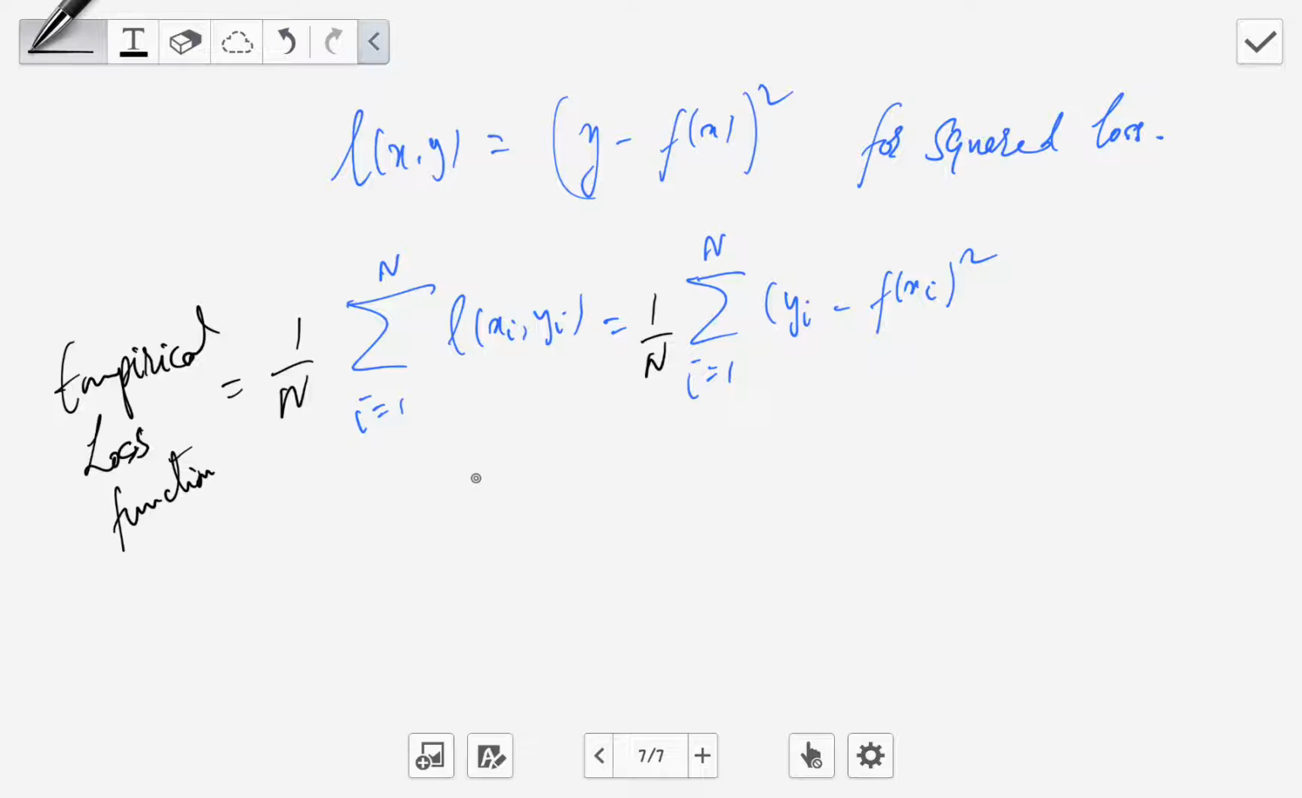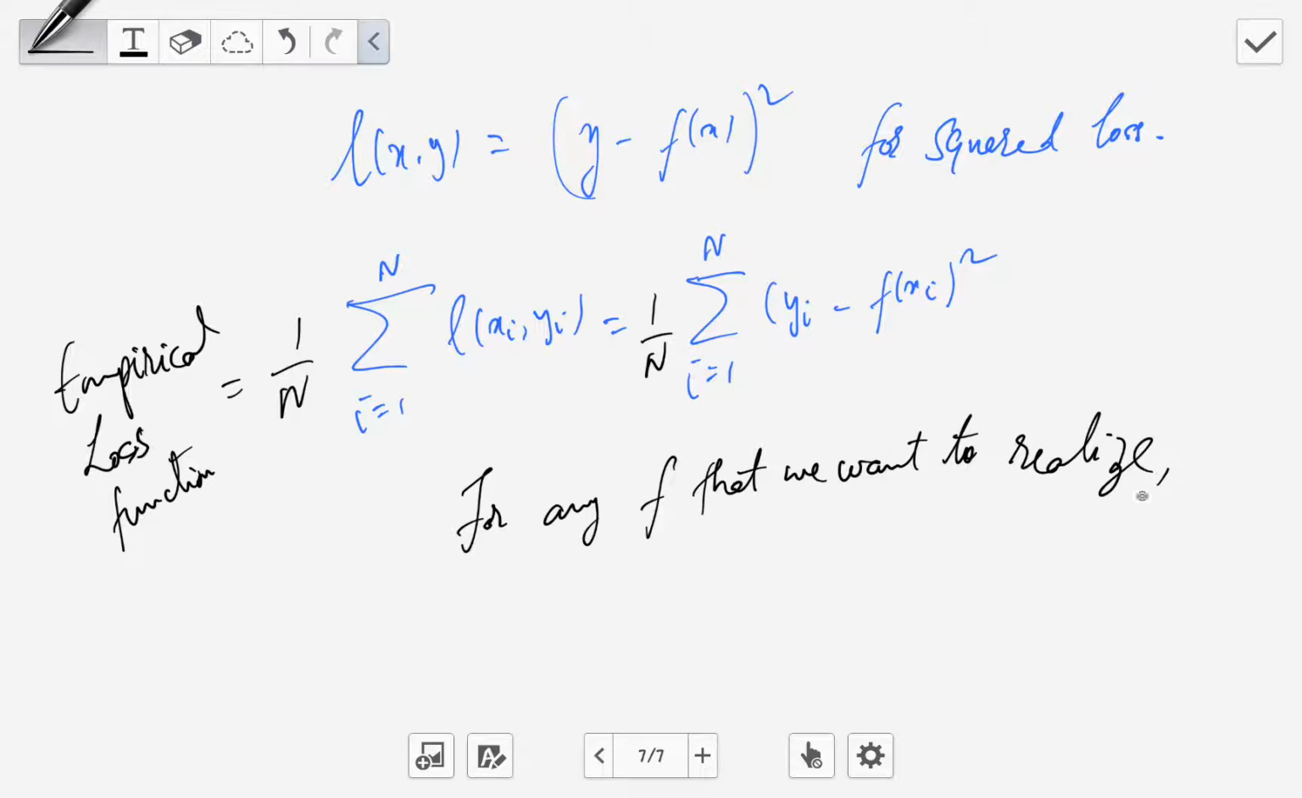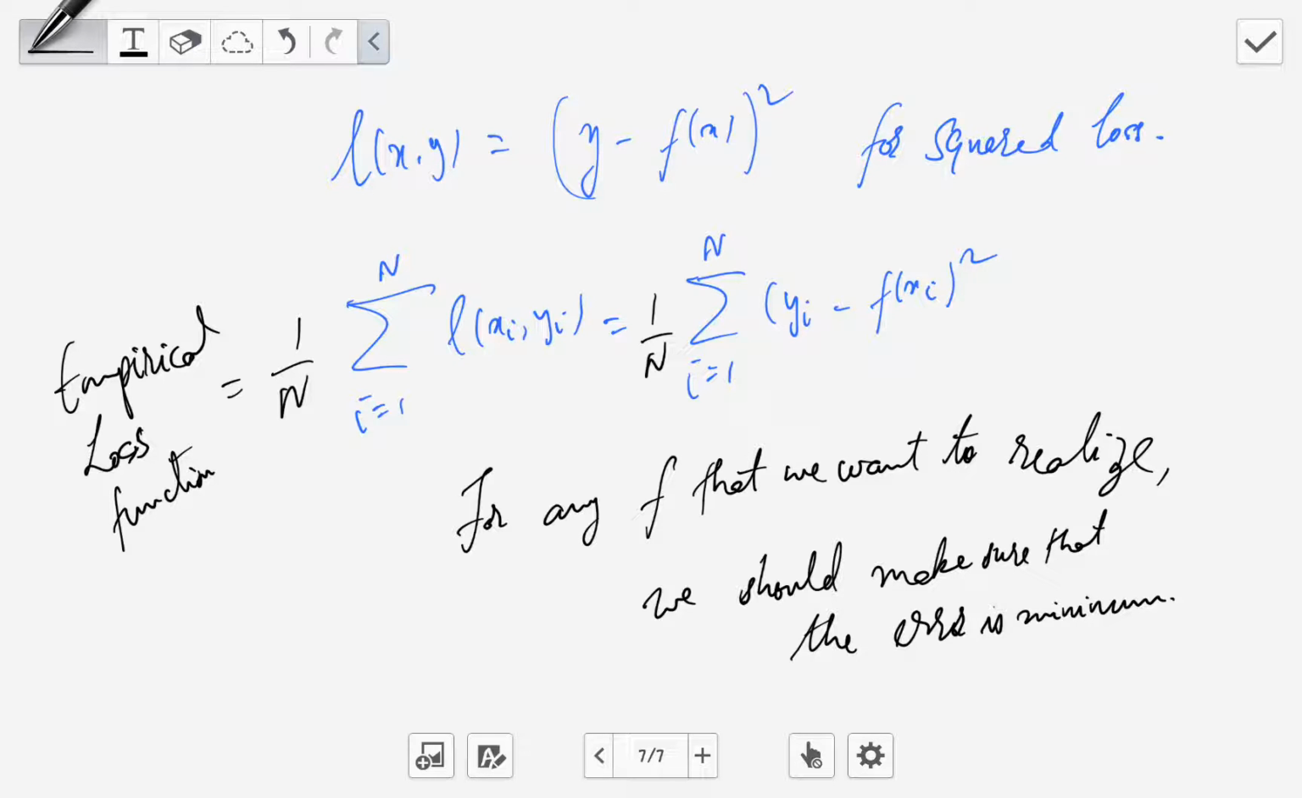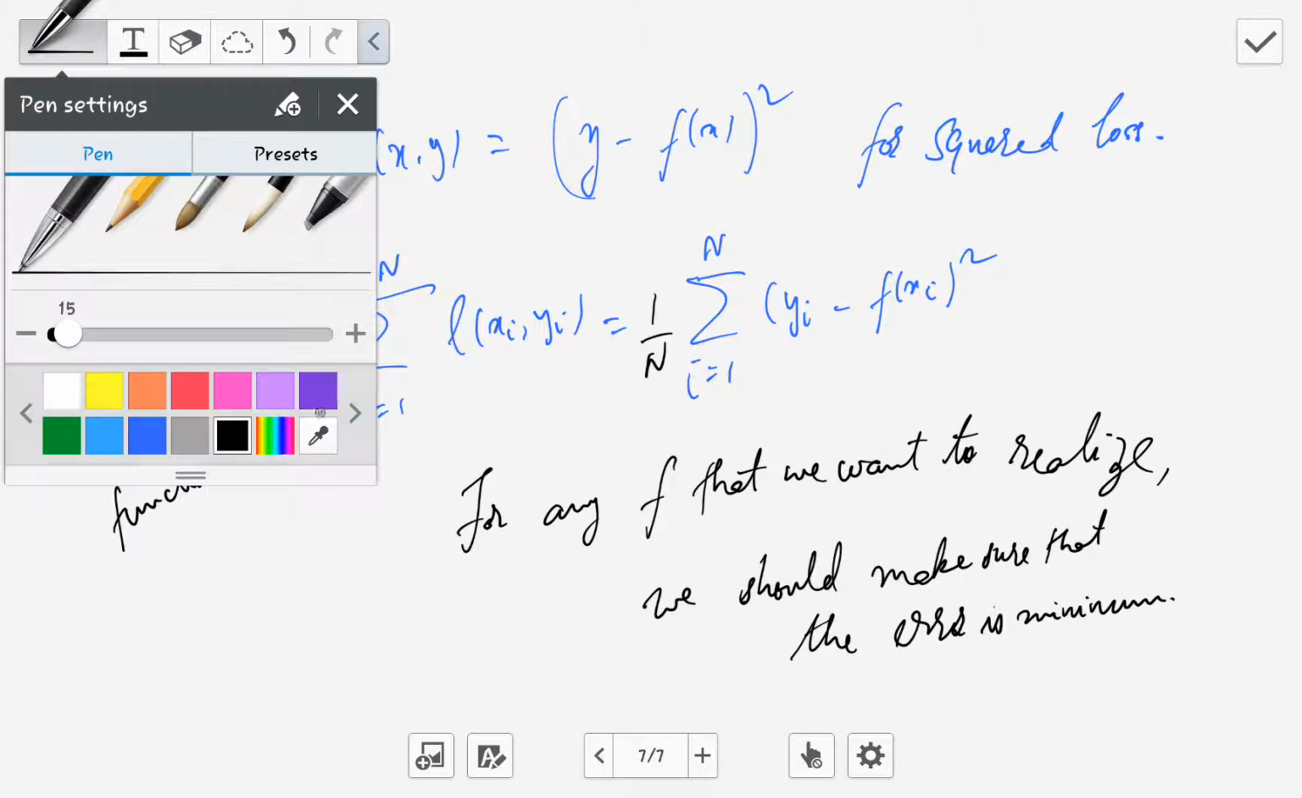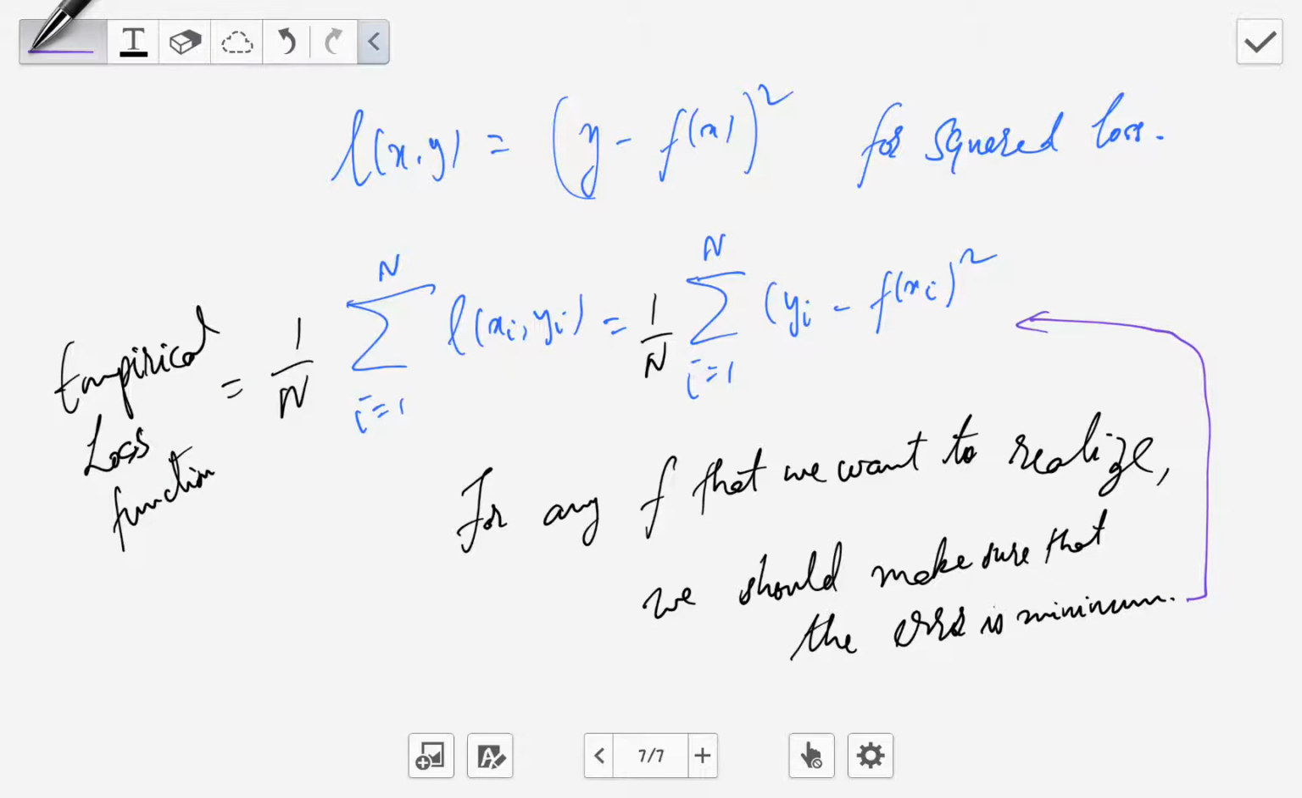Okay. So all that we want is, for any f that we want to realize, we should make sure that the error is minimum. Isn't it? So if you want to make sure that the error is minimum, that implies that this function should take minimum value, right? Or not this function, this expression should take minimum value.